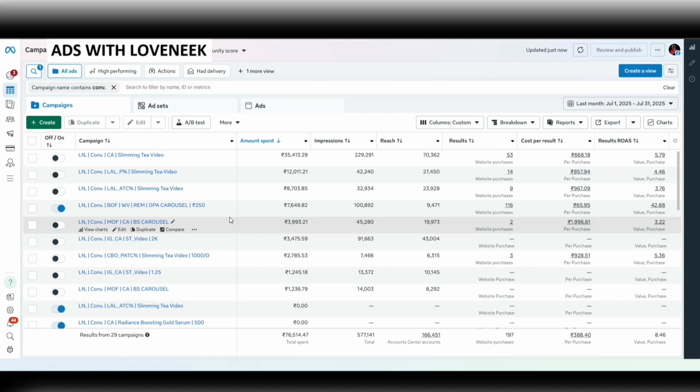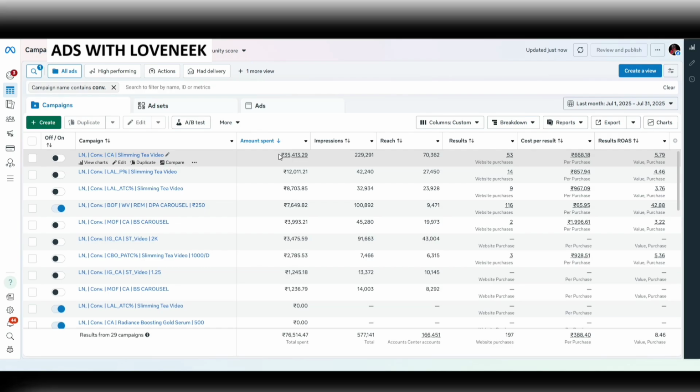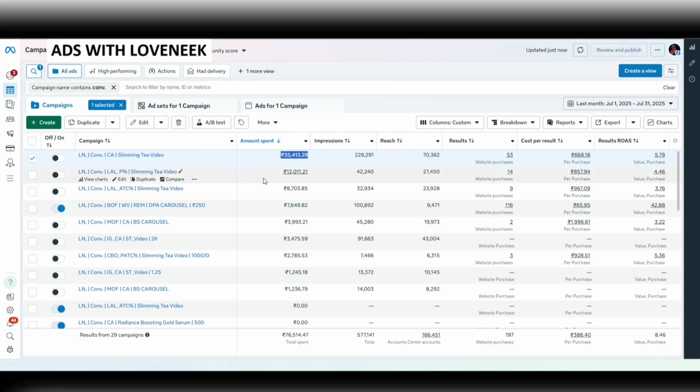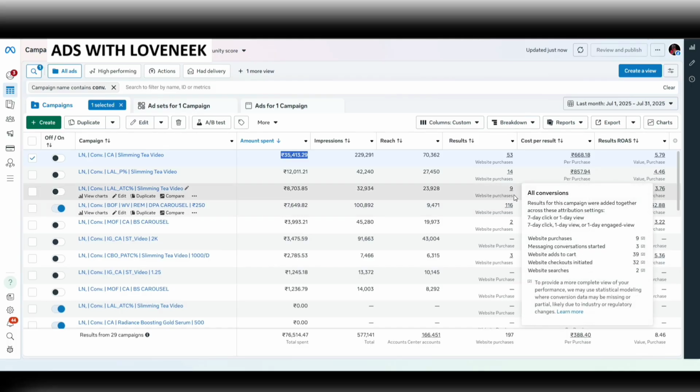So the structure I used was simple. Engager audience as the core. This got the bulk of the budget. As you can see, I have spent 35,000 on this particular campaign. And the remarketing audience, website visitors, showing the best performing products and products they have already engaged with. So you can see the results from this campaign as well, which is great, right? So that is it. Simple but super impactful.